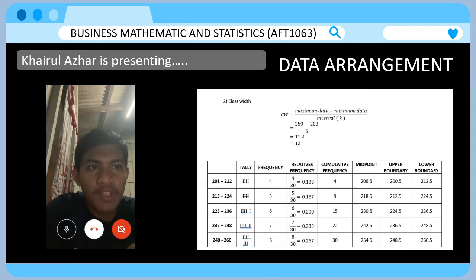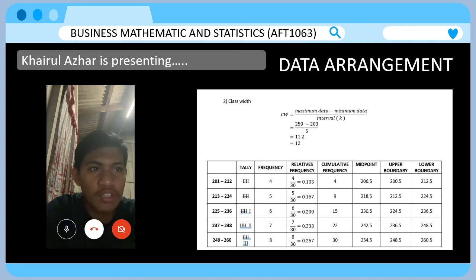Okay, next we find the class width. The formula is maximum data minus minimum data, divided by the interval k. So we put the numbers, which is 259 minus 203 divided by 5, and we got 11.2, and we round to the nearest, which will be 12.